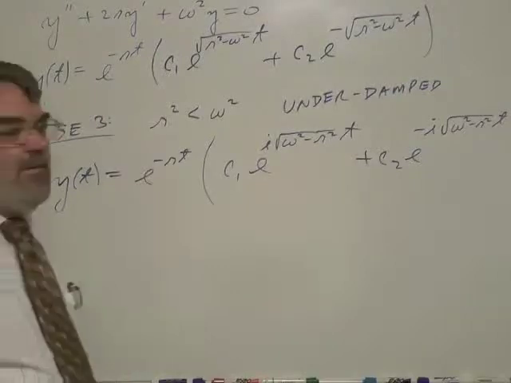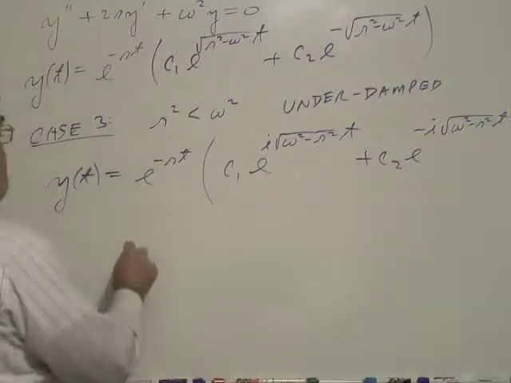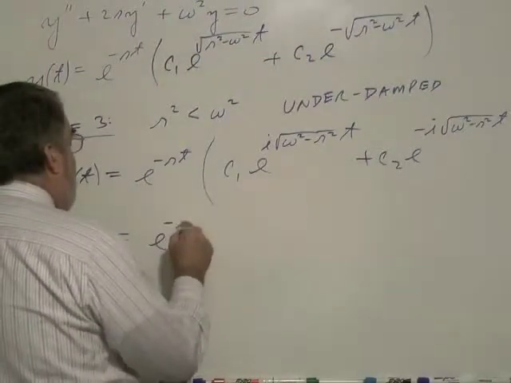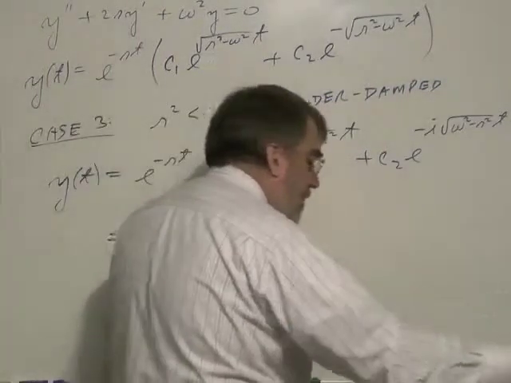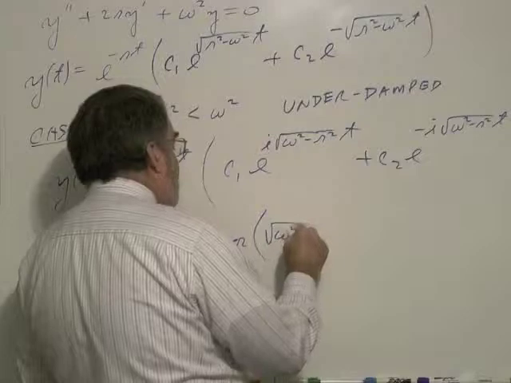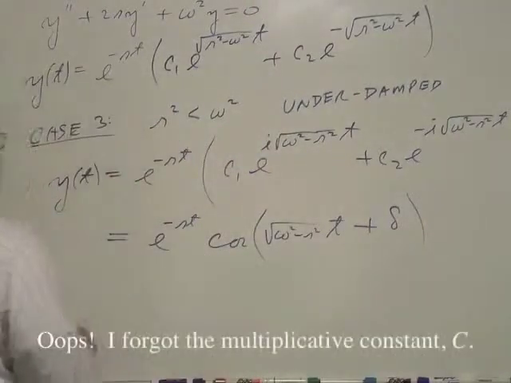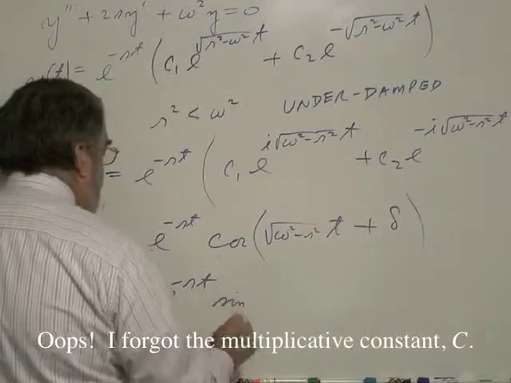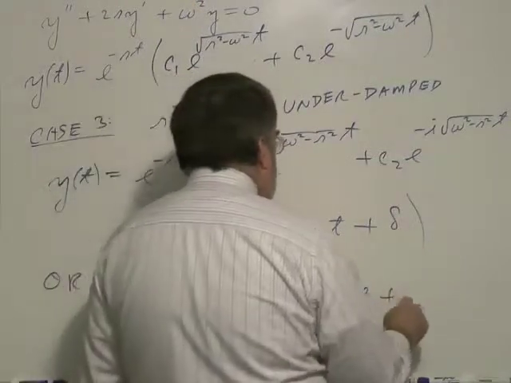Well, as we've seen before, we can write this in other ways. One involving both sine and cosine together, or we could write it as e to the minus rt times the cosine of square root omega squared minus r squared t plus delta, or as e to the minus rt sine, parentheses, square root omega squared minus r squared t plus delta.